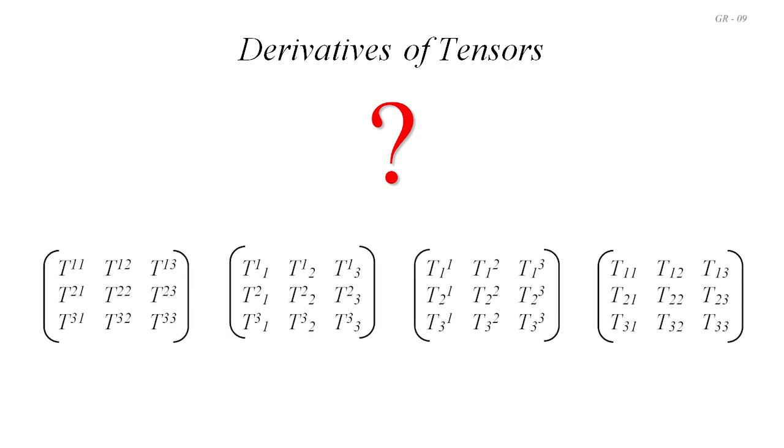Now, before we move on to ask and answer the question as to how we can take a sensible and therefore invariant derivative of the components of our tensor t in any of its forms, upper, upper, upper, lower, lower, upper, or lower, lower, we need to delve just a little more deeply into the idea of a derivative, and particularly that of the covariant derivative.